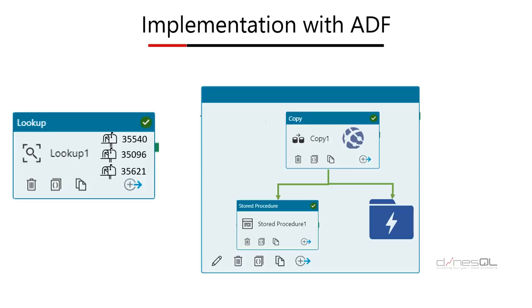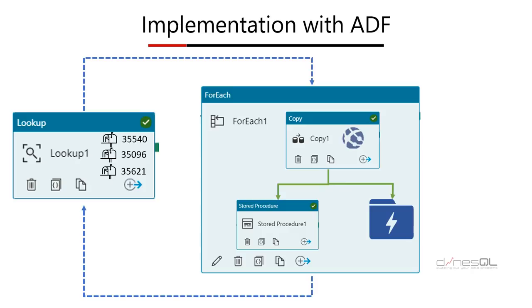But now if you think about this second flow, we need to make sure this flow can be repeatedly executed based on the values coming from the lookup. This is where we use for each activity. So for each activity can take data from lookup and then iterate through whatever the items available in the lookup data set and execute or perform activities we have implemented inside for each. So this is how it works inside ADF.